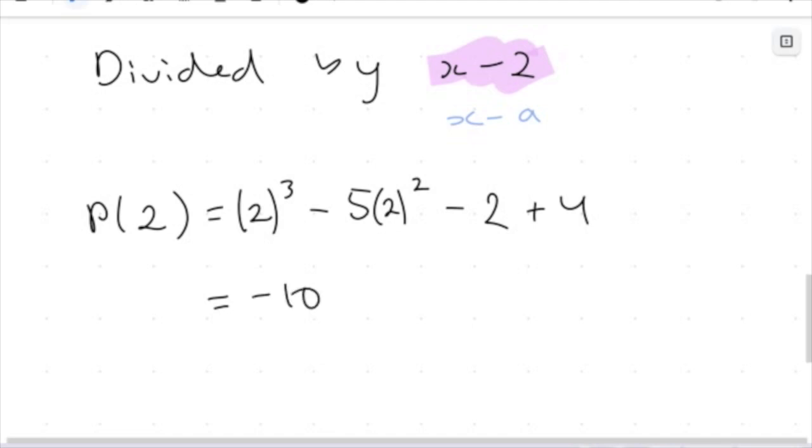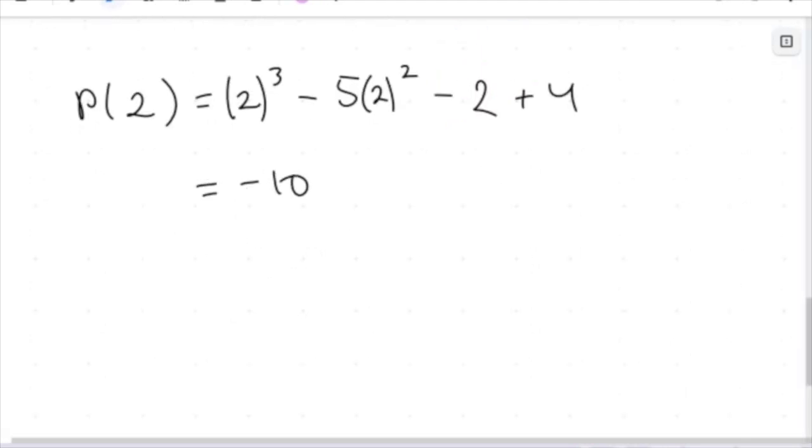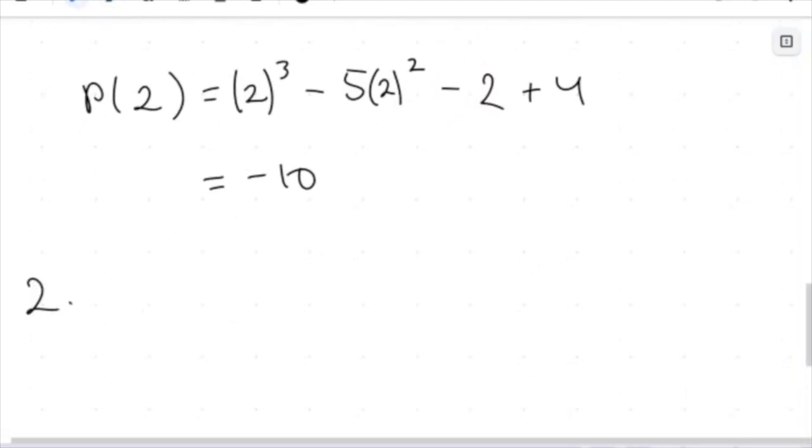So this is how the remainder theorem works. If we say this polynomial is divided by this thing in the arbitrary form x minus a, if we substitute in that a term, we're going to get what the remainder will be. Now let's try one more on the remainder theorem, then we'll move to the factor theorem.